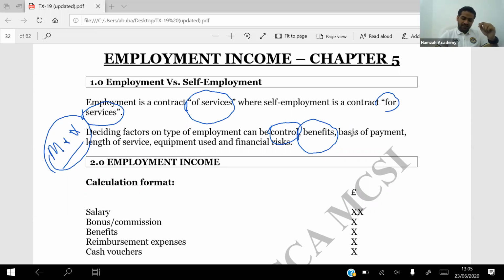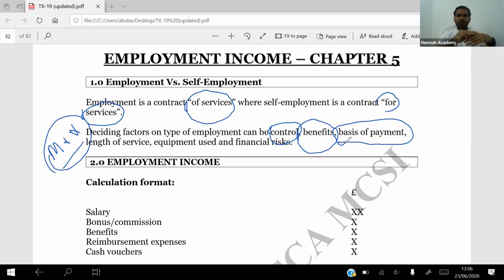Second thing is the basis of payment. Now, basis of payment means how exactly you are being paid. Maybe you are being paid every month. So if the question says Mr. X as an IT professional is getting a fixed income of £2,000 at the end of every month, which is precisely the 29th, okay, it also indicates that this is a salary transaction which is coming every month end.